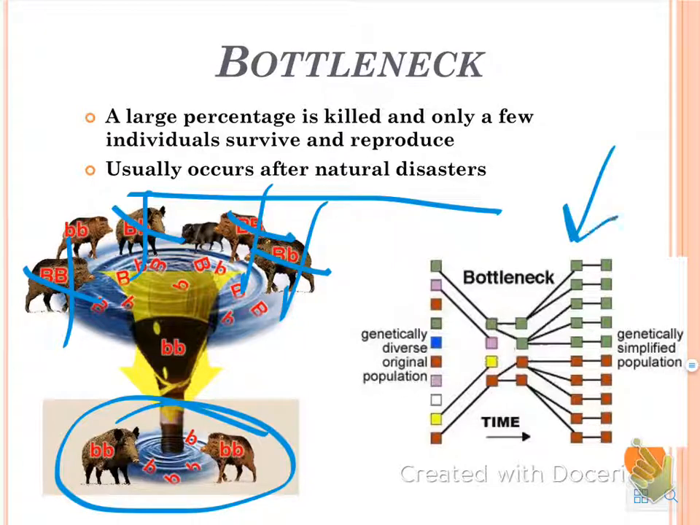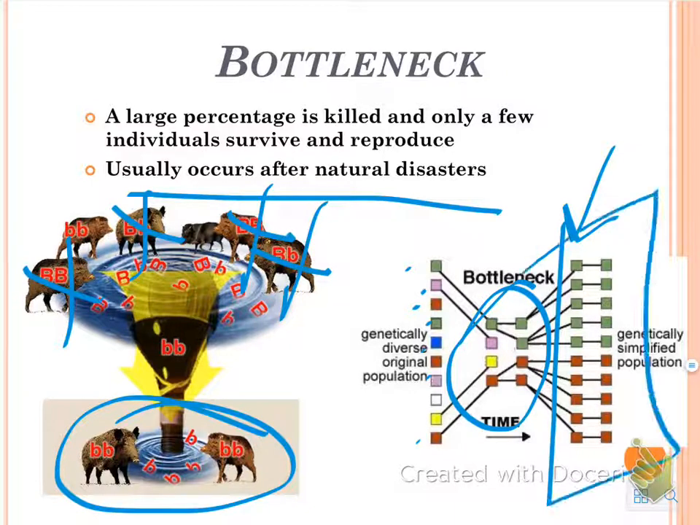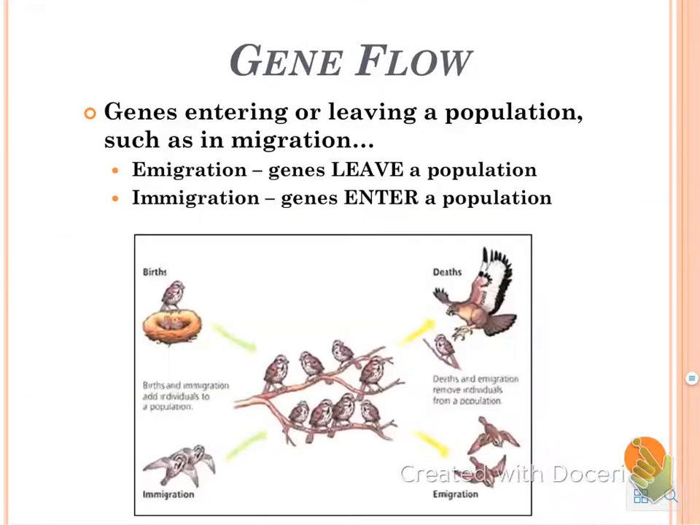Same thing, look over here at this diagram. You have all these different colors present, but then an event happened, and over time, look what we have. Just the two colors left.